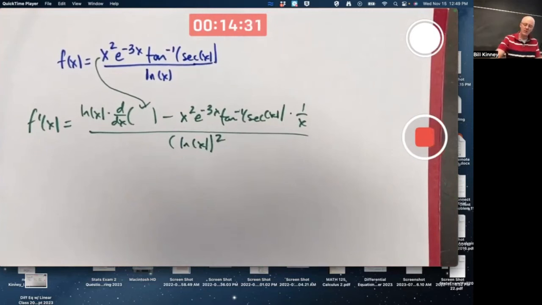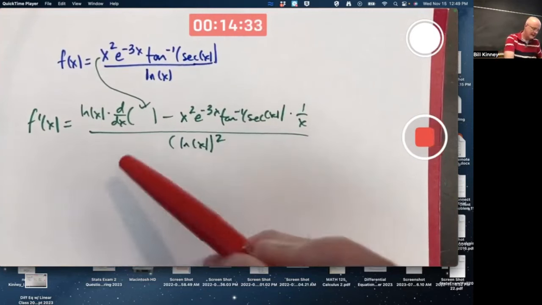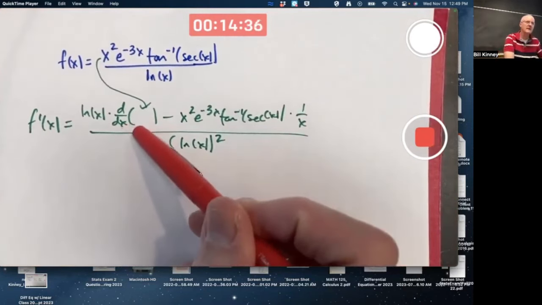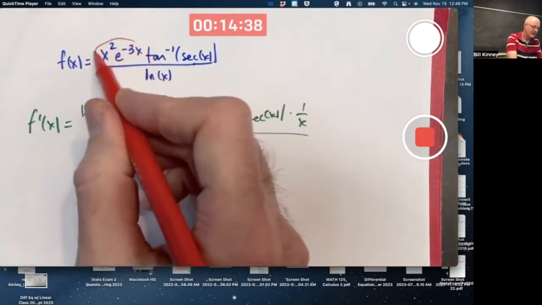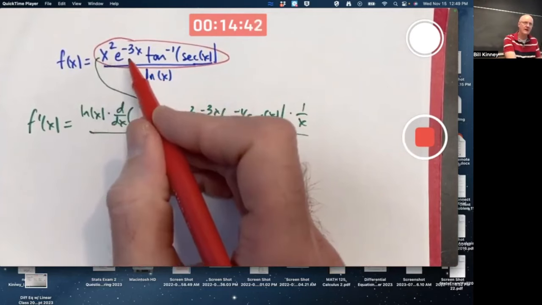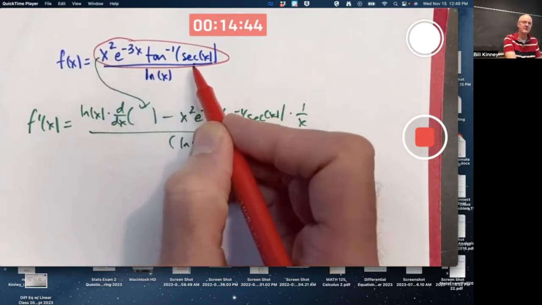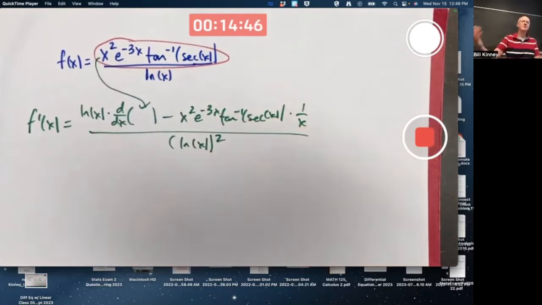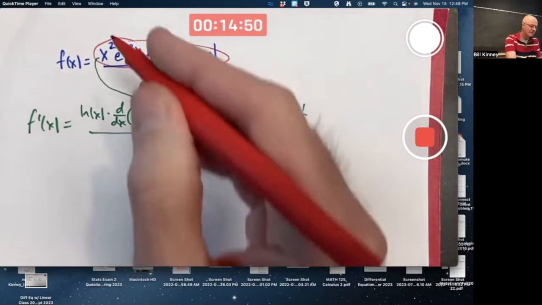So the main part of the work that you need to do is taking d high, the derivative of the high function. It is the product of three functions, x squared, e to the negative 3x, and inverse tangent of secant of x. Is there a product rule for the product of three functions? Yes, there is, but you don't need to know it.